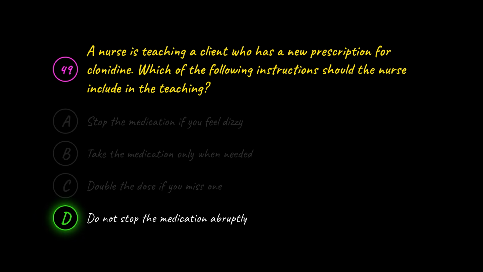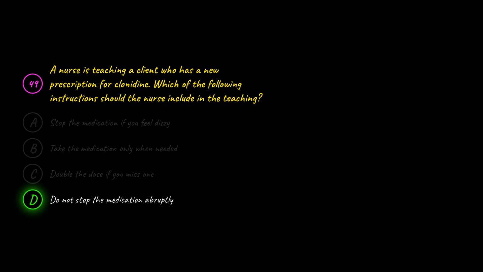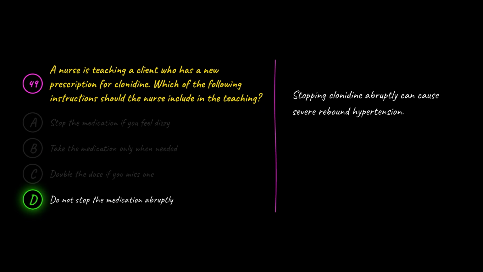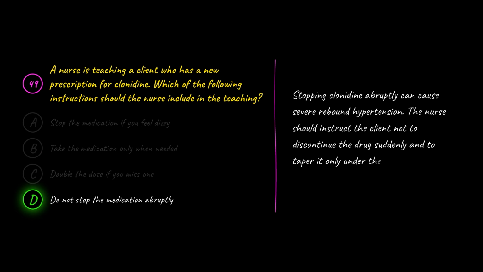The correct answer is D. Do not stop the medication abruptly. D is correct because stopping clonidine abruptly can cause severe rebound hypertension. The nurse should instruct the client not to discontinue the drug suddenly and to taper it only under the provider's direction to prevent a dangerous spike in blood pressure.